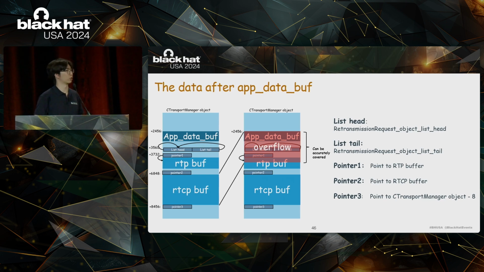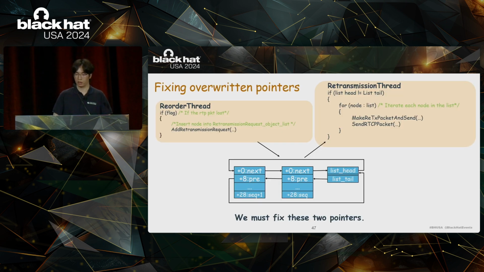So let's see how the 3 pointers get used. List head and list tail are the head and tail pointers of the double linked list, which are responsible for the RTP message retransmission request. So we must keep them pointing to the right place. In this case, they should both point to the C transport manager plus 3560, as we have already known the address of the C transport manager. So fixing these 2 pointers is not a problem.